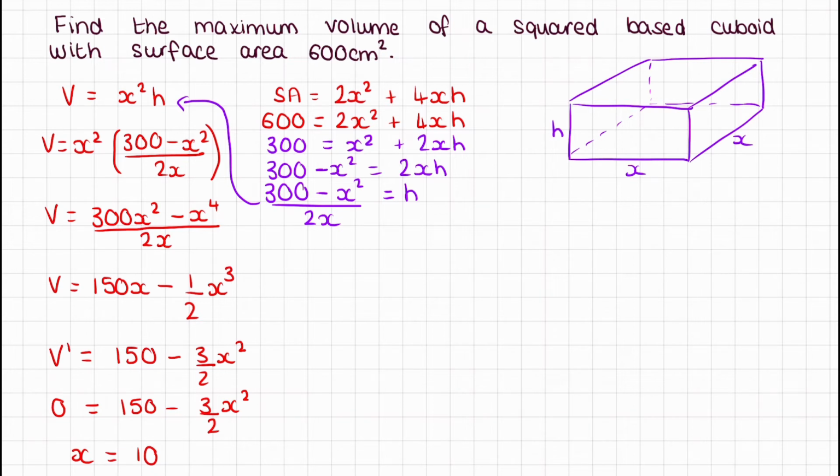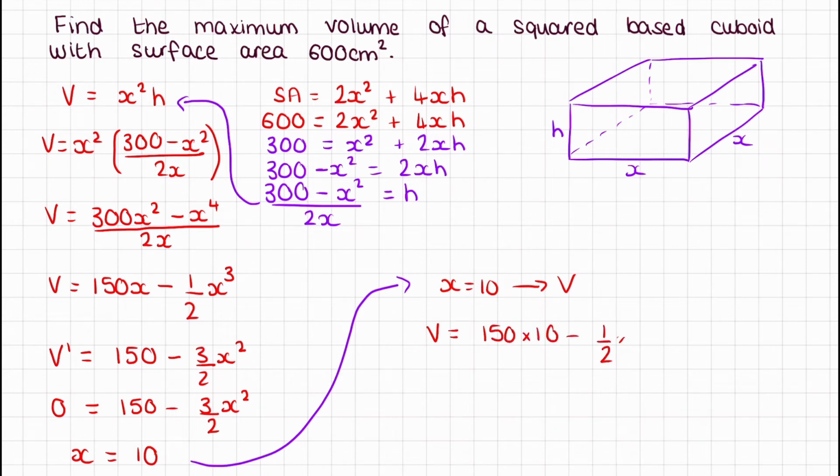And then from there, we can sub 10 into our volume formula to then find out what the maximum volume is. So we know that x equals 10, and we can put that into the volume. So the volume would equal 150 times 10 minus a half times 10 cubed. And if you work that out, you will find that the maximum volume is 1000.